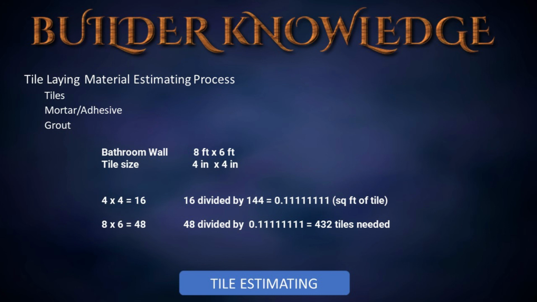Then we need to figure our square foot of area to be tiled. In this scenario is 8 by 6. 8 times 6 is 48. 48 square feet of area. We then divide 48 by 0.11111111. And our total tiles needed is 432.